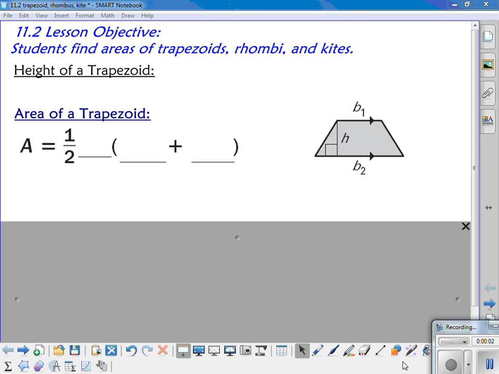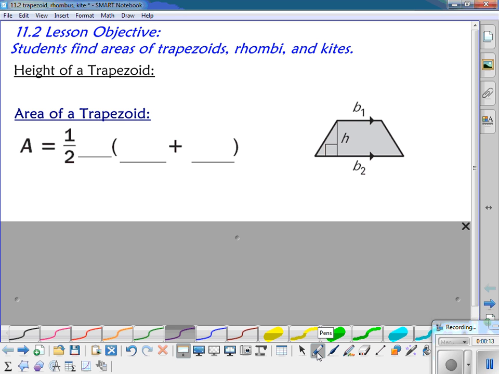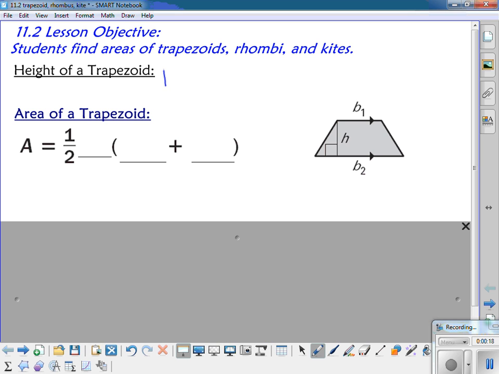All right, the objective of this video: students will find areas of trapezoids, rhombi, and kites. So first of all, a little definition here. What is the height of a trapezoid? The height of the trapezoid is a perpendicular segment between the two bases.